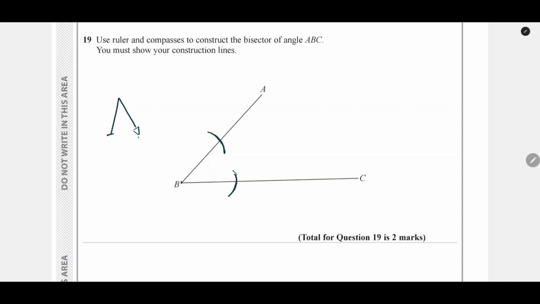The next thing that I'm going to do is I'm going to put my compass here now, and I'm going to draw another arc in the middle here, like so. And if I do the same thing from this place here, I'm going to have something that looks like this. And so finally, to show the bisector of angle ABC, we just draw a straight line from this point here using our ruler to this point here, like so. And there you have a bisector of angle ABC.